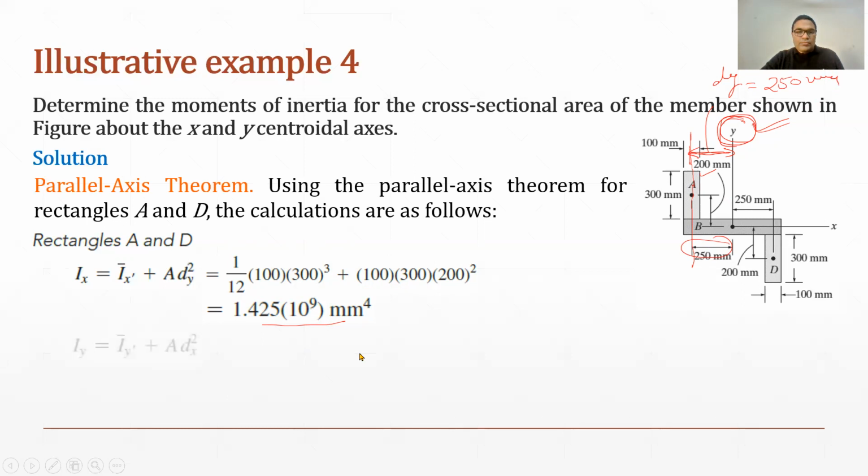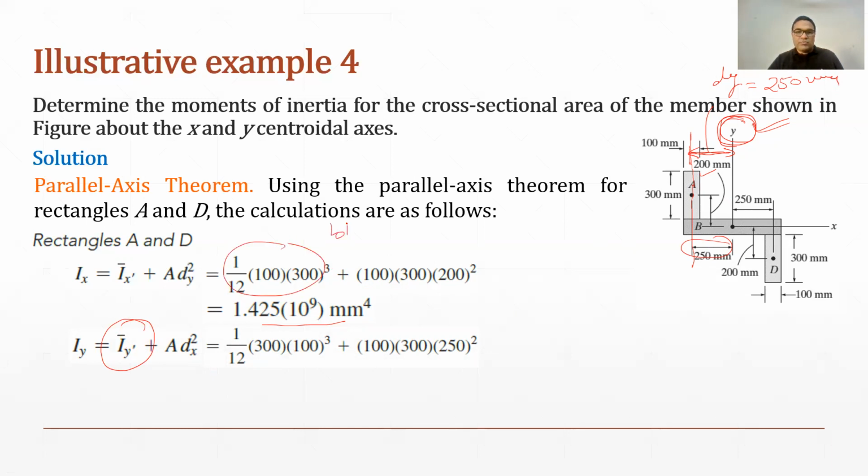Writing all the values here. As we are calculating the moment of inertia about the y-axis, the values will be interchanged. Earlier it was bh cube by 12; for this case it will be hb cube by 12, in which h is 300 and b is 100 cube. So these values are used interchangeably, and this is the dy square. Dy is already provided here, 250 mm.